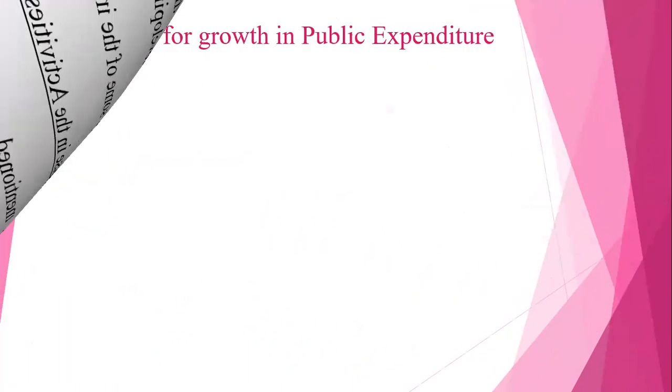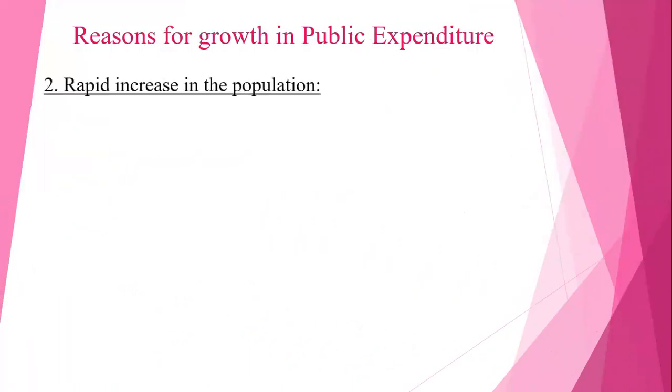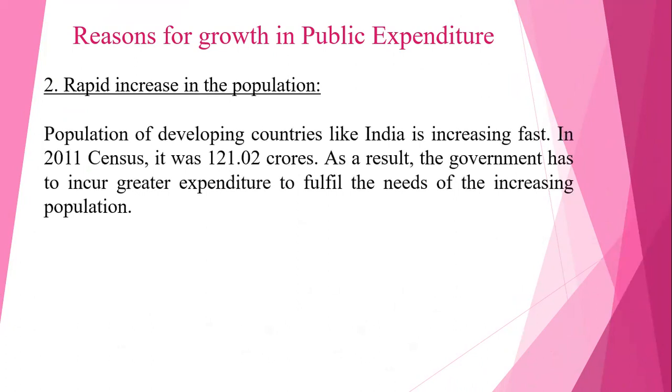Okay, now the second reason, rapid increase in population. The population of developing countries like India is increasing fast. In the 2011 census, it was 121.02 crores. As a result, the government has to incur greater expenditure to fulfill the needs of the increasing population. Population explosion has been a major contribution to the growth of public expenditure. With the growth in population, if not proportionately, then at least to a greater extent, the public services also have to be increased.